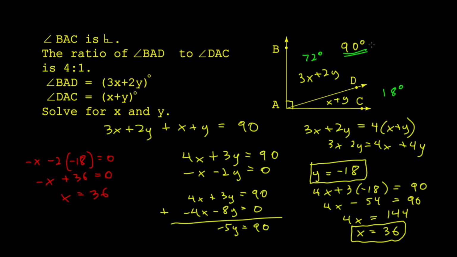Again, remember on these also that even though y is negative 18, it's still valid. X is positive, that is valid. You just cannot have a negative angle measure or a negative length of a segment.